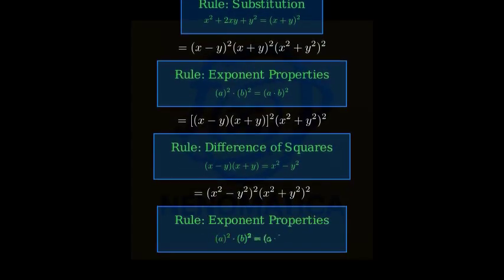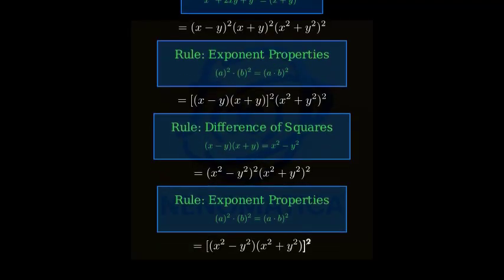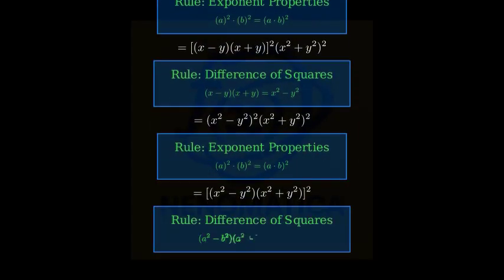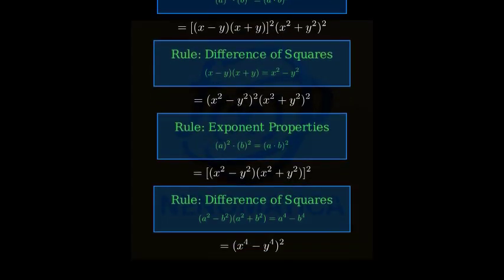Next, let's focus on combining the factors. We have (x² − y²)² times (x² + y²)². We can write this as ((x² − y²)(x² + y²))². Now, we have another opportunity to apply the difference of squares formula. (x² − y²)(x² + y²) equals x⁴ − y⁴. So our expression becomes (x⁴ − y⁴)².